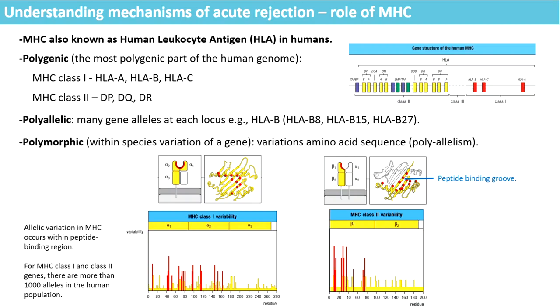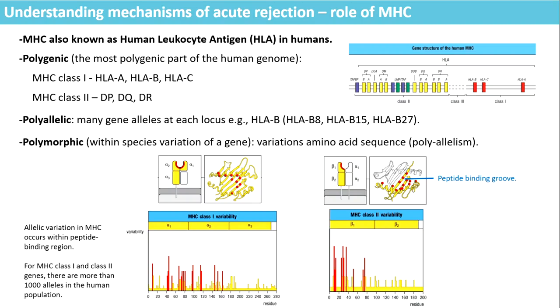So if you look at this slide, you can see the structure of the MHC genes here. And this is highlighting that it's polygenic. So you can see that for MHC class 1, we've got HLA-A, HLA-B, and HLA-C, and a similar structure for MHC class 2.